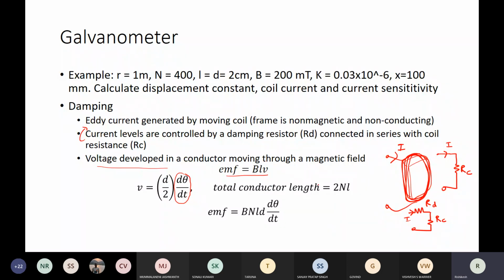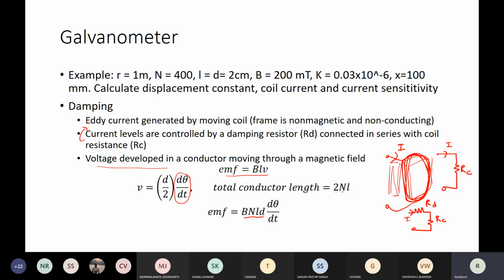And how many turns are there? N. And what is the length? L. Right. So N into L is the total length of the part of the coil which is moving in this region, and in this region also an equal number will be there. So 2 into N into L, right? So the EMF which is developed, if you substitute this expression for V here, is BNLD into d theta by dt. But what is BNLD? Can someone tell? What is BNLD?